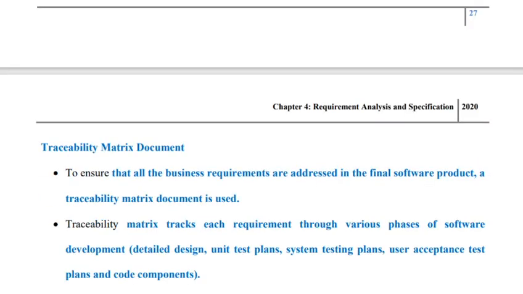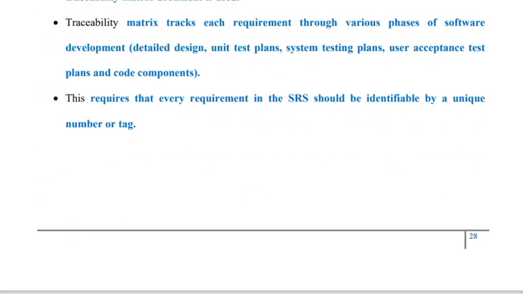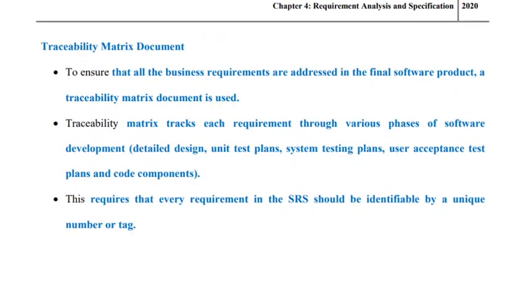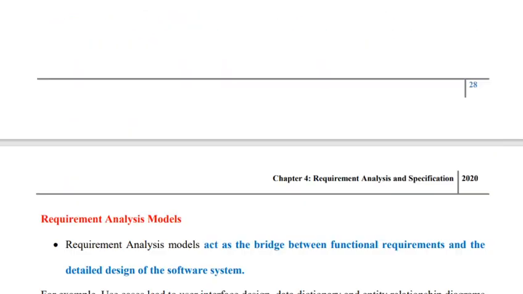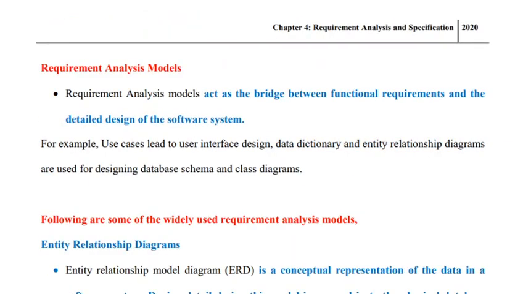Then we have learned about the traceability matrix and the importance of the traceability matrix, right? Because what we need to do is ensure that all the requirements are there in the final product, right? Again, in order to ensure that all the requirements are there in the final product, each and every functional requirement is traced through the various phases of the software development life cycle, right?